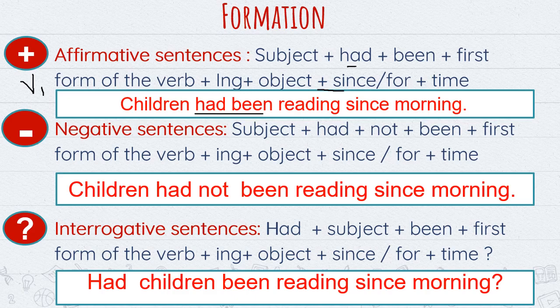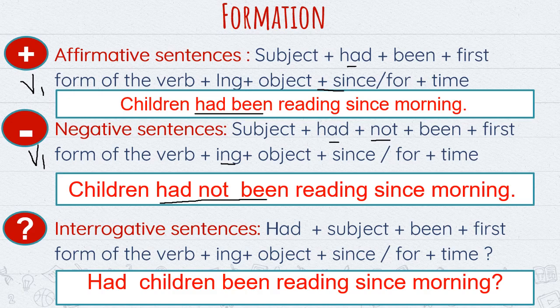Now, rule for negative sentences is subject plus had plus not plus been plus first form of verb, or we can say V1 plus ing plus object plus since or for plus time. For example, children had not been reading since morning.